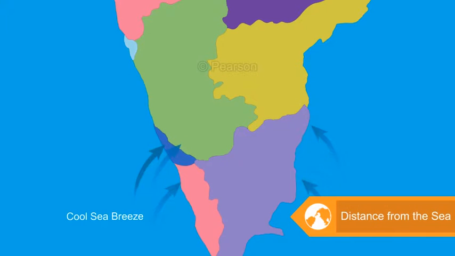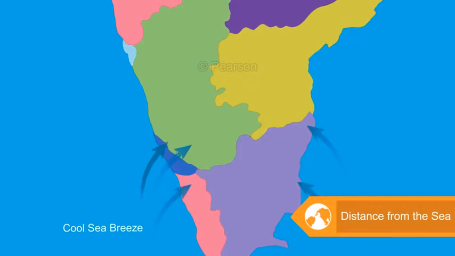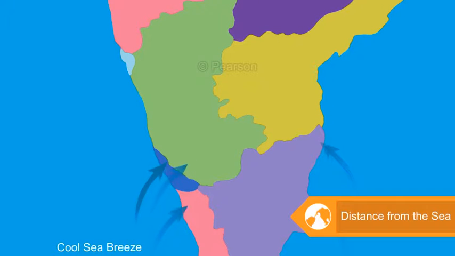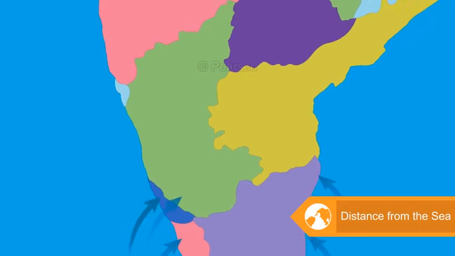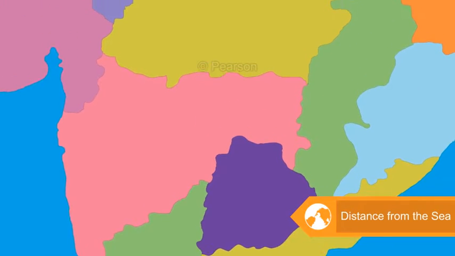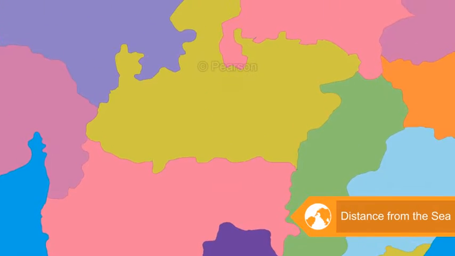3. Distance from the sea. The distance from sea is another factor that affects the climate. The places near the sea have moderate climate because of the cool sea breeze that blows from the sea to the land. The places that are far away from sea do not experience sea breeze. Hence, they are cold in winter and hot in summer.